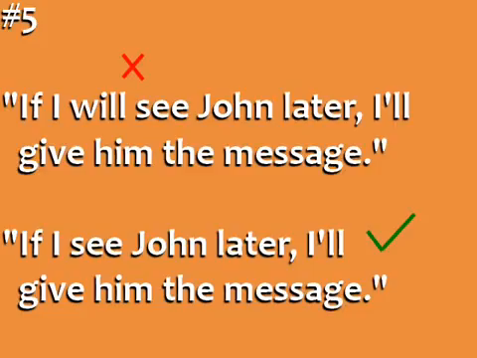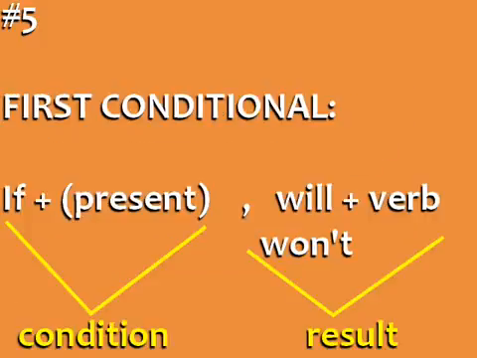Number 5. If I will see John later, I'll give him the message. Although both events, seeing John and giving him the message, are technically in the future, this sentence should be in the first conditional form. If I see John later, I'll give him the message. In the first conditional, we have two parts of the sentence, the condition and the result. Although both are in the future, we use the present form of the verb with if, and then will and won't with the verb in the result.